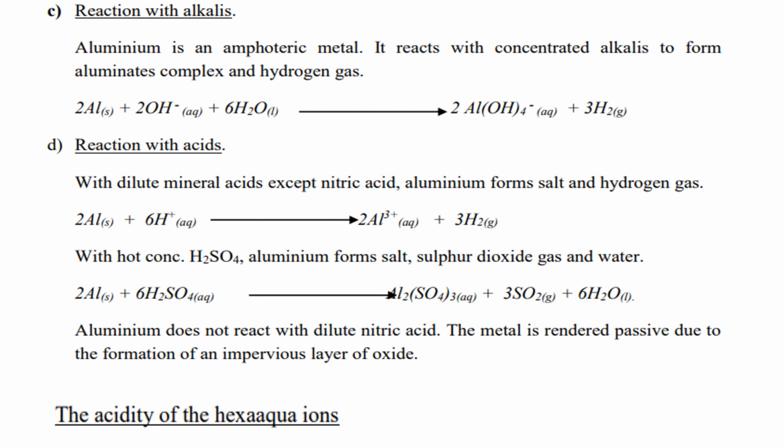At part C, we are going to be looking at the reaction with alkalis. And alkalis will mean sodium hydroxide or potassium hydroxide. What you're more interested in here is the hydroxide ion. So you're saying that aluminium is an amphoteric metal. That means that it reacts with both acids and bases, and also reacts with concentrated alkalis to form complexes of aluminates, and also hydrogen gas is evolved. So if you react aluminium with sodium hydroxide, you get a complex of aluminates.